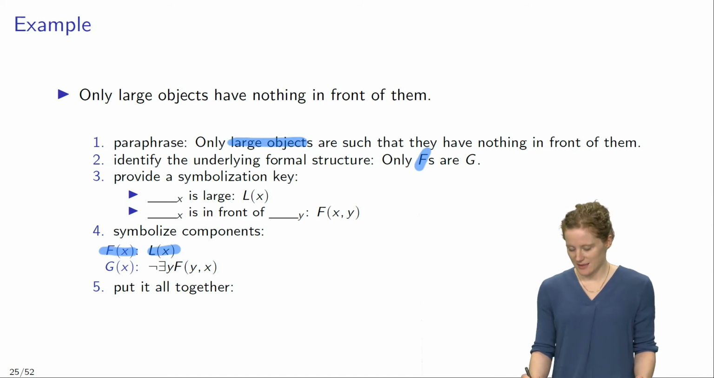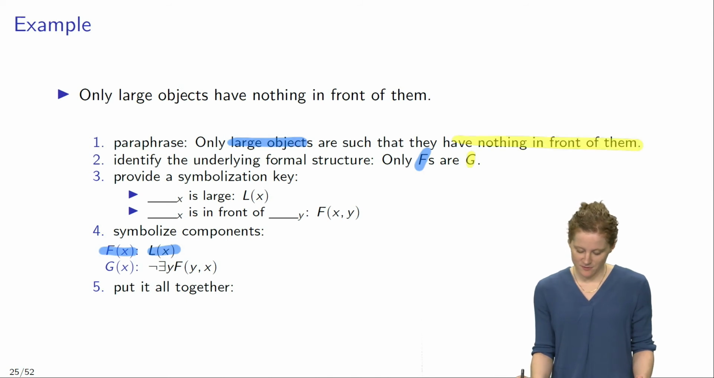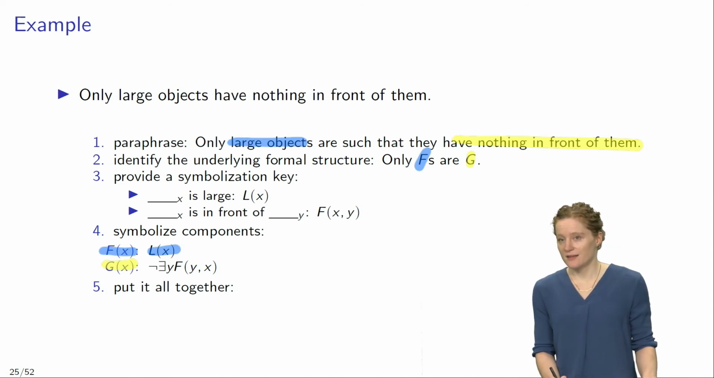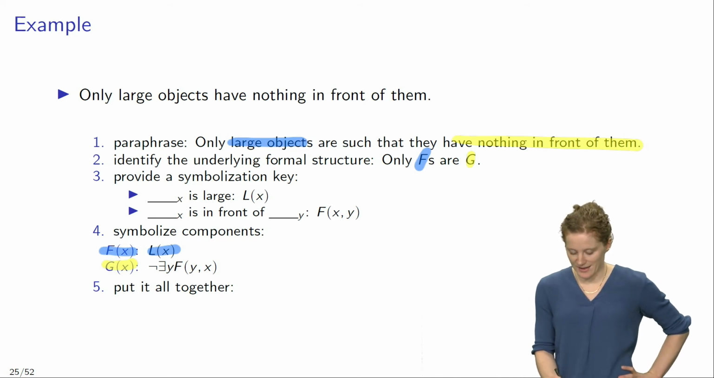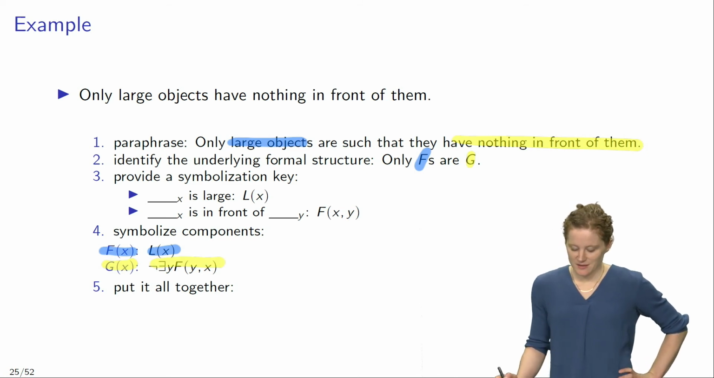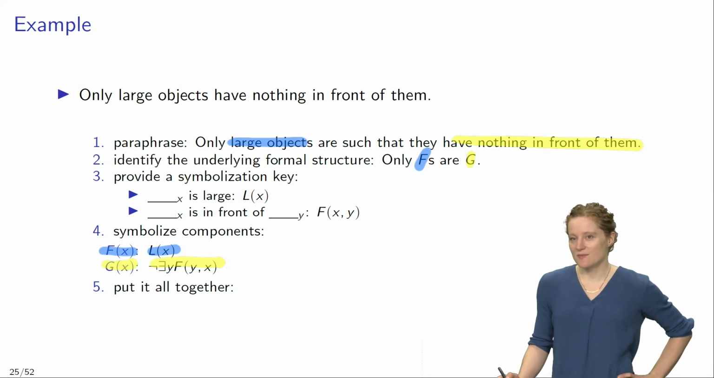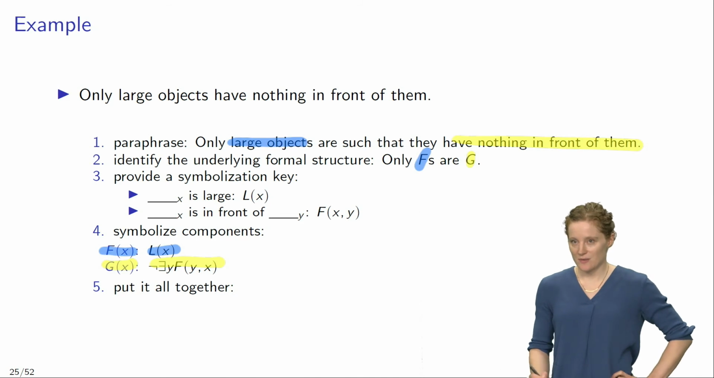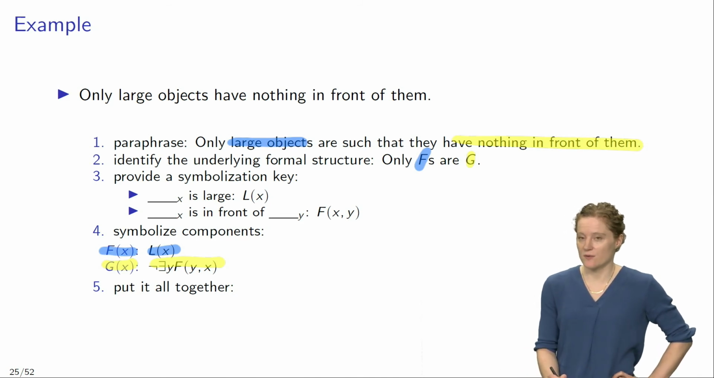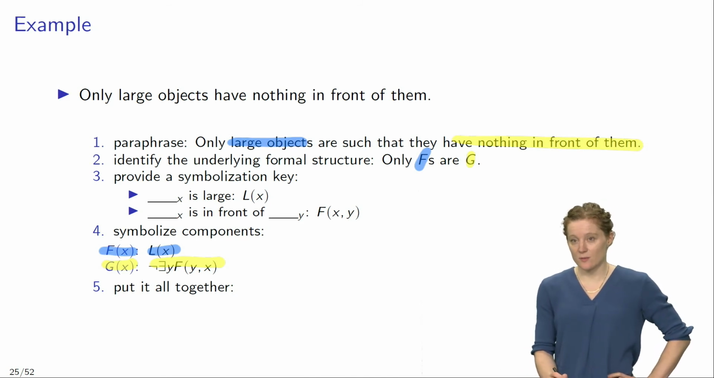And we also said that G corresponds to have nothing in front of them. And so I'm going to symbolize Gx by means of the following formula. It's not the case that there's a y such that Fyx. So being G in this case means being such that there's nothing in front of it. And we can symbolize this by means of the FOL formula: it's not the case that there's a y such that Fyx.